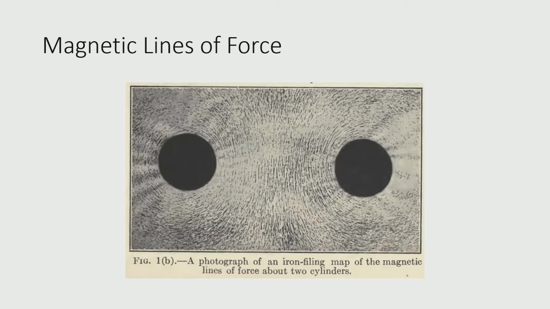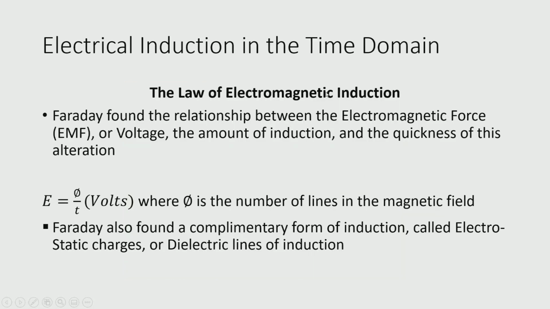In order to do this, we have to start with Michael Faraday. So these are his magnetic lines of force that he discovered. He called them his tubes of force. These are essentially the ether. It's the magnetic field reacting with the ether. And the two little balls are two conducting cylinders. But he discovered the law of electromagnetic induction.